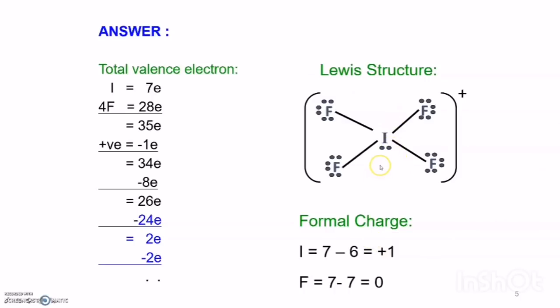Right, take a look. If you try to simplify, how to calculate the formal charge? Iodine, we have 7 valence electrons. So 1, 2, 3, 4, 5, 6. In this case, 1, 2, 3, 4, 5, 6. 7 minus 6, we have positive 1. That's why the formal charge is positive 1. Okay, but for fluorine, 1, 2, 3, 4, 5, 6, 7. 7 minus 7. 7 valence electrons for fluorine, minus 7 electrons. Okay, right now we have a total of 7. That's why it equals 0.